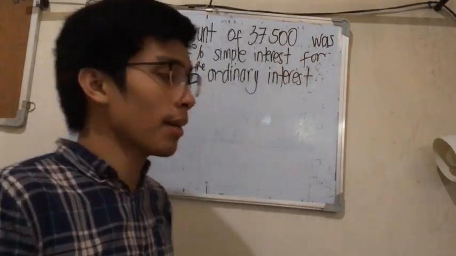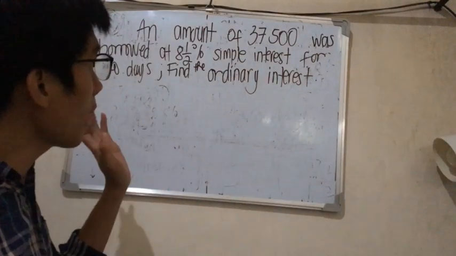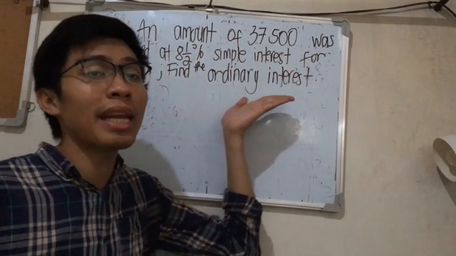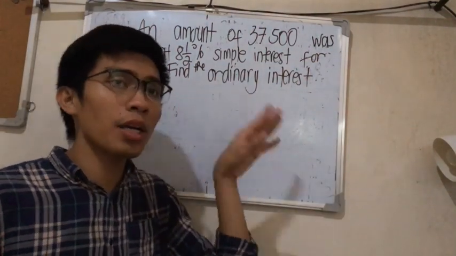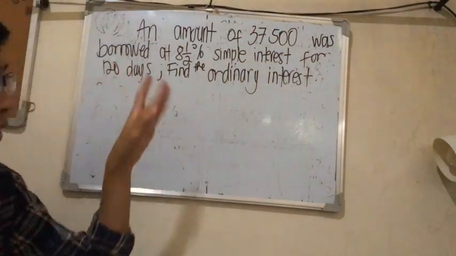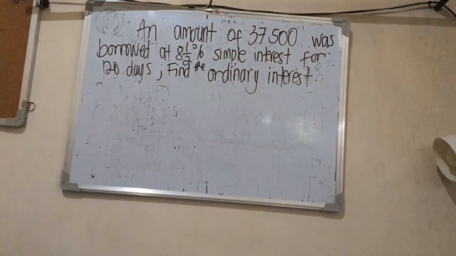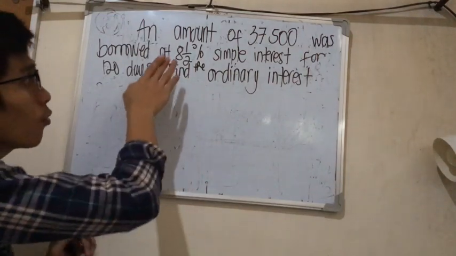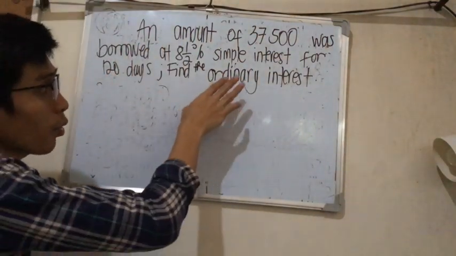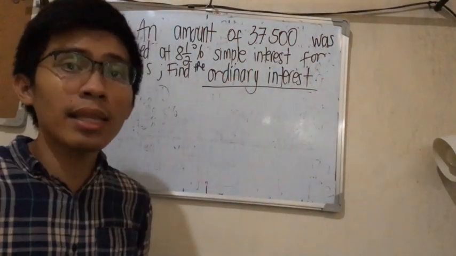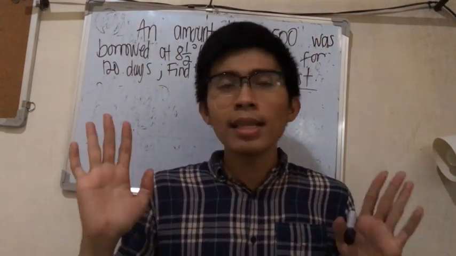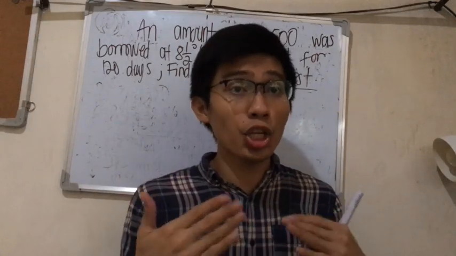Okay, hello again. Let's solve the same problem as in my previous example. It is just that I have to find the ordinary interest. Why do I include ordinary interest? Simply because I am dealing with time in days, 120 days. So, same thing: find the interest on 37,500 at 8.5% for 120 days. What is ordinary interest? It assumes that we have 360 days in 1 year because it assumes 30 days in each month.